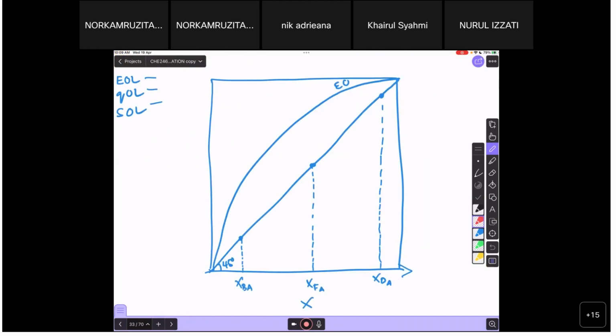Okay, so when you have your C, let's say your C is here, which is your XDA over R plus 1. So this is your C. Since this is the enriching operating line, you draw from XDA until you get this point, and then you just connect to the y-intercept.